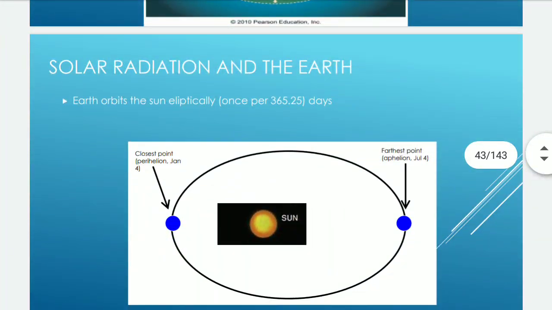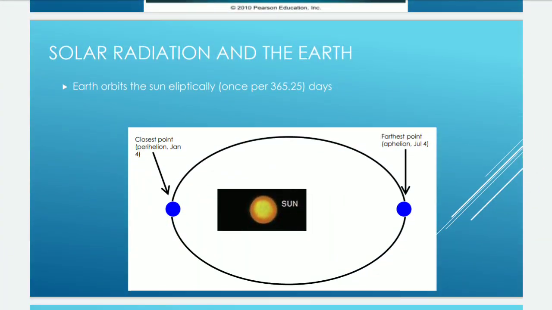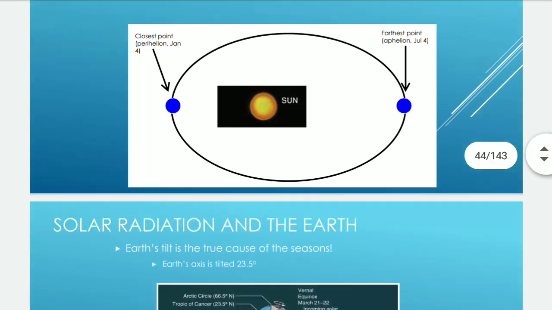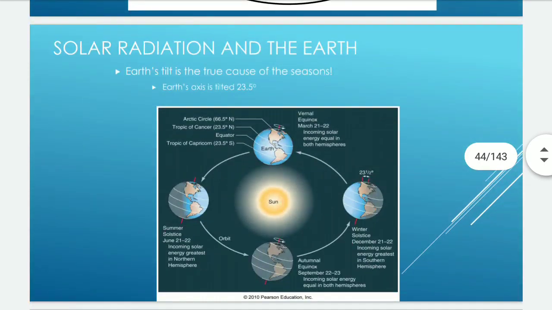Solar radiation and the Earth orbit the sun elliptically once per 365.25 days. The farthest point is aphelion. You read about aphelion meaning apart, and perihelion, the closer point. Solar radiation and the Earth, the tilt is the true cause of the seasons.